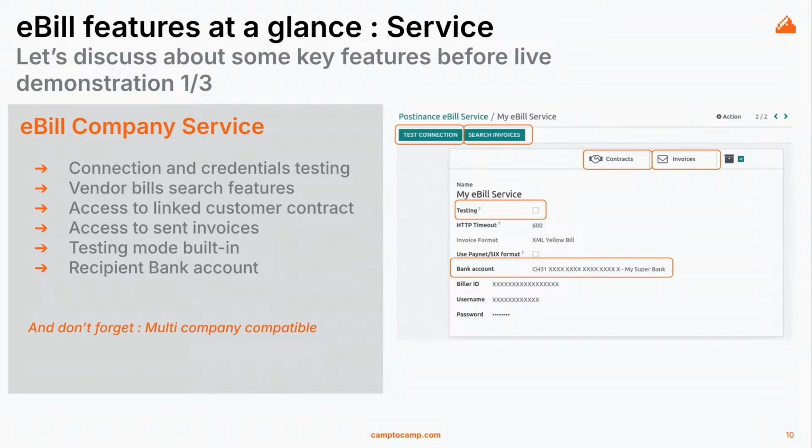And I search invoices, because maybe some vendors upload some invoices on my eBill account and I can search for them and upload them directly on the vendor bills. So quite great. We also see that we have two small smart buttons that say contract and invoices. These are cool because from the service, I can see what are the active contracts of my customers and what are the invoices that were sent based on that service.